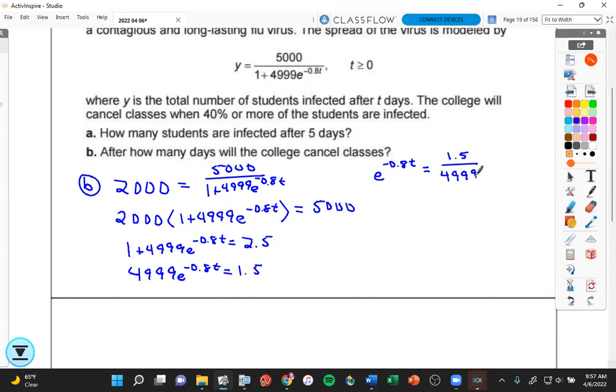Now what? Taking the natural log of both sides, negative 0.8 t equals natural log of 1.5 over 4,999. Notice that so far I have not rounded at all. Mathematically, don't round until you get to the end. Now what? T equals natural log of 1.5 over 4,999, divided by negative 0.8. And that can just be keyed in the calculator.